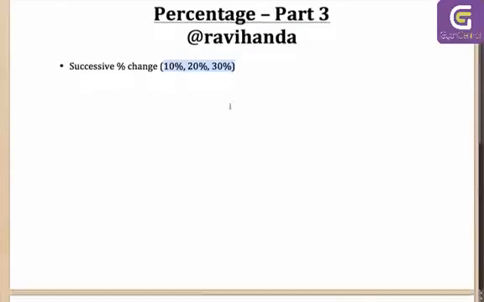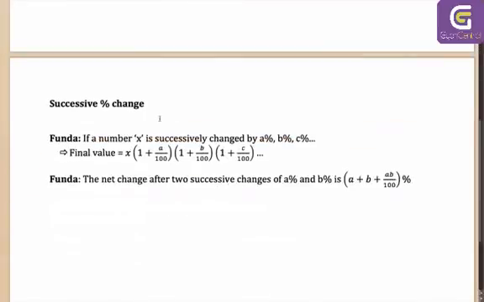Here is how you can solve these questions. Let's say if you have an A% change and a B% change and then a C% change, it is effectively given by X being your original value into 1 plus A by 100, 1 plus B by 100 and 1 plus C by 100. What I'm trying to say is, let's say if there was a value which was 100, which increased by 10%, then by 20% and then by 30%.